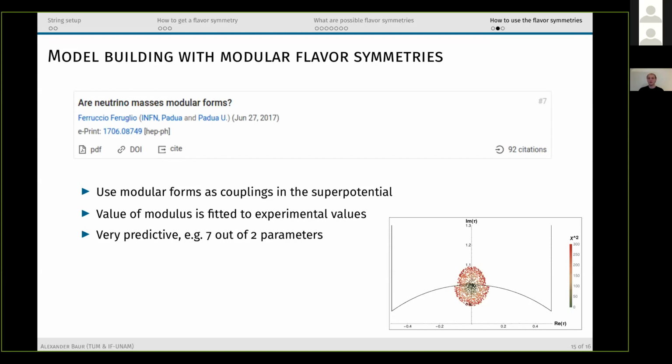Okay, so the cool thing about this approach with those finite modular symmetries is that it can be very predictive. For example, in just the first model that he proposed, he was able to predict 7 parameters out of 2 parameters. The 2 were the real and the imaginary part of the modulus. And he was able to give 7 observables, of which 5 are experimentally measurable. So these can be very predictive, and this is of course nice if you want to do model building.